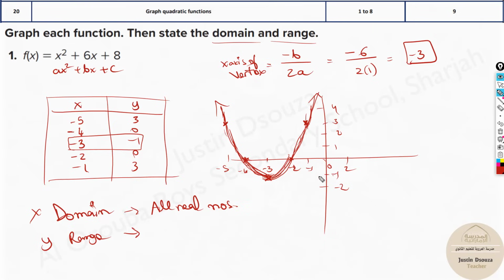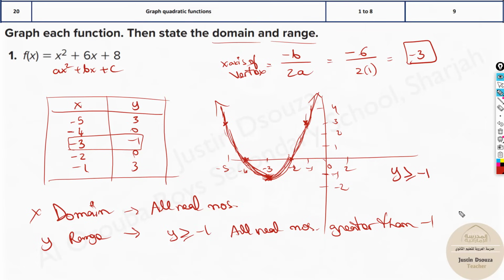Whereas the range, y, is where the graph starts over here, but it opens upwards. So there is no part of the graph that is below this point of -1. So all values of y will be greater than or equal to -1. That is basically the range. You can write it: y is greater than or equal to -1, or you can say all real numbers greater than or equal to -1. So anything is fine, whichever you choose. So this is how we basically graph it. Simple. Make sure you find the vertex, the table, and then the graph.